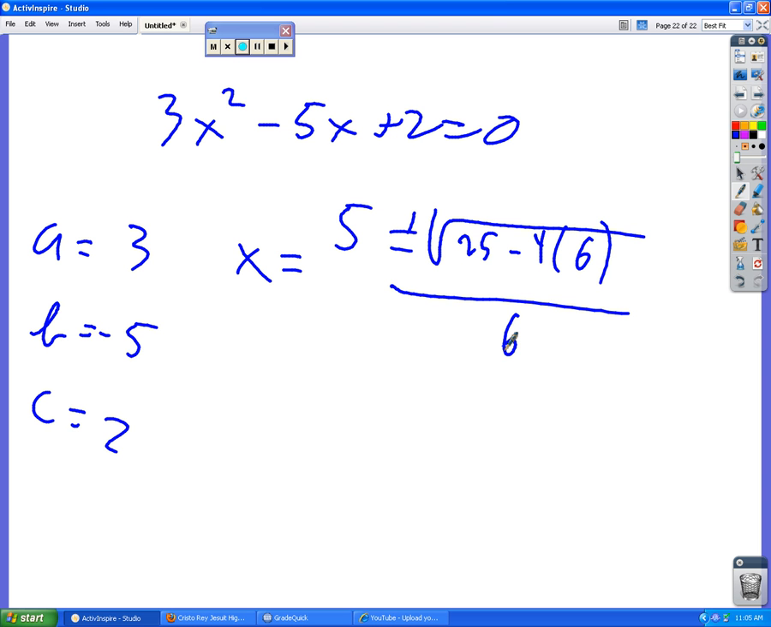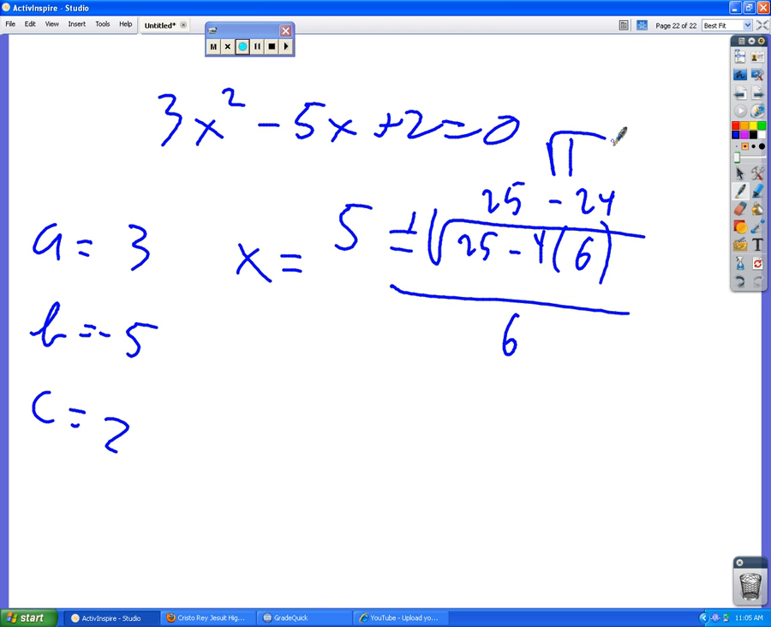Now, we're not done. We're going to simplify this. So what I do now, at this point, that's pretty simple. I go in here. 25. Negative 4 times 6 is negative 24. And 25 minus 24 is 1, and it's the square root of 1.